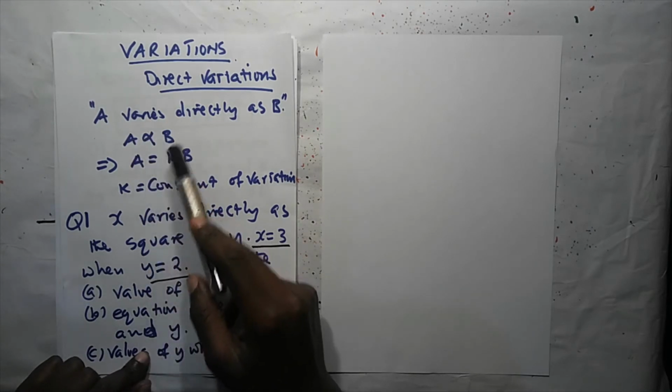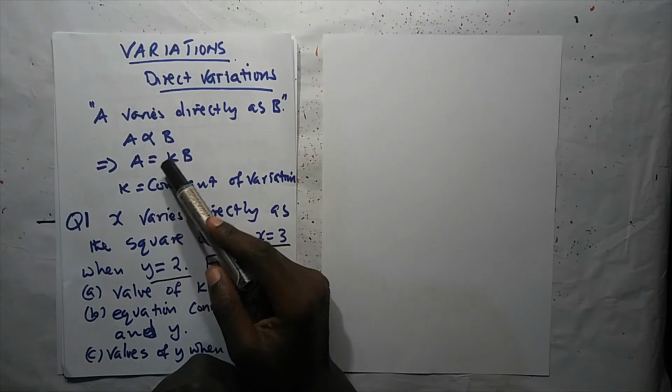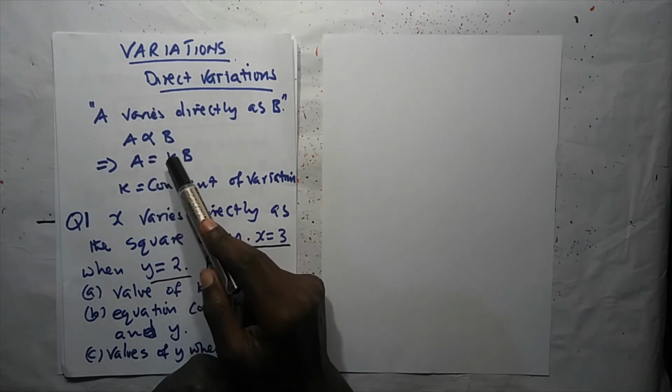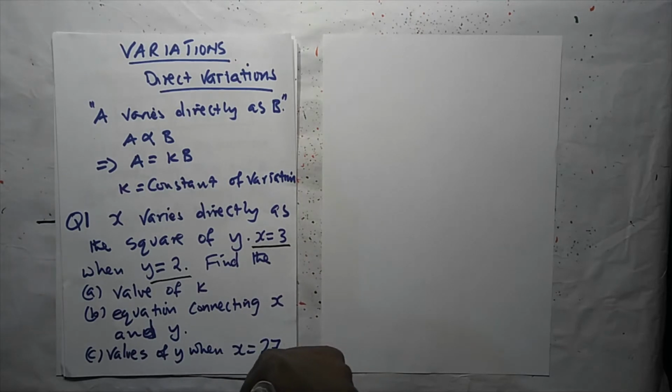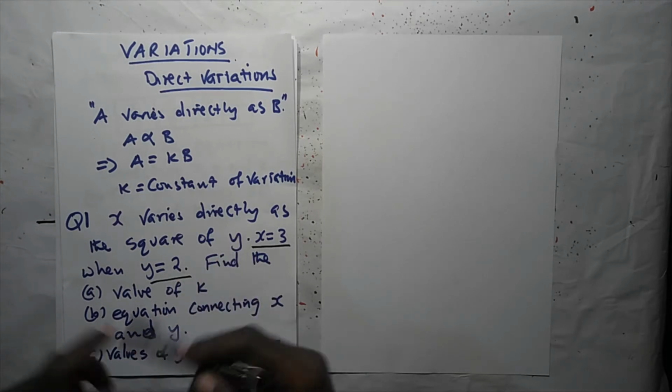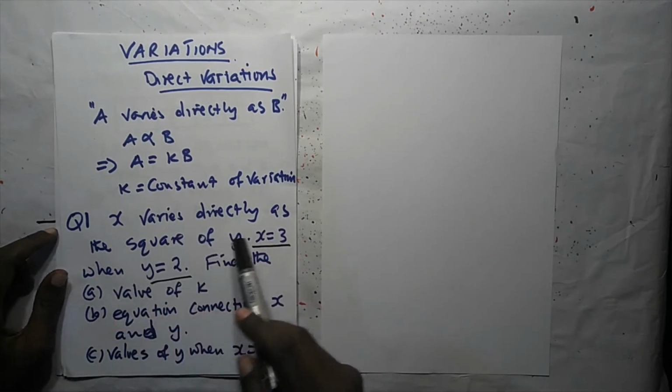A varies directly as B, and then after that we introduce the equal sign and the constant K. So K is known as the constant of variation, and we always introduce that constant. Okay, so in the first question here, the question says X varies directly as the square of Y.